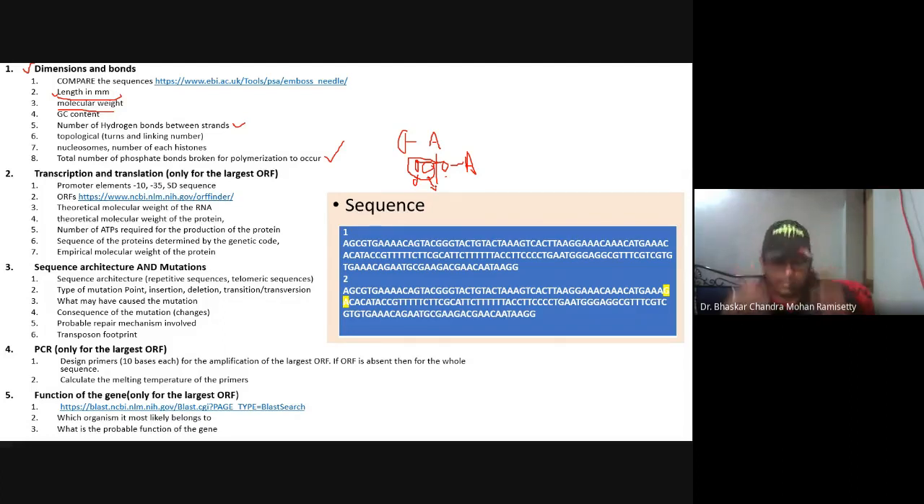The energy released during the breakage of these beta and gamma phosphates is also used to drive the polymerization reaction. So the number of bonds broken for every addition is 2 phosphate bonds. Remember that. You have to count everything that will allow the polymerization to happen.